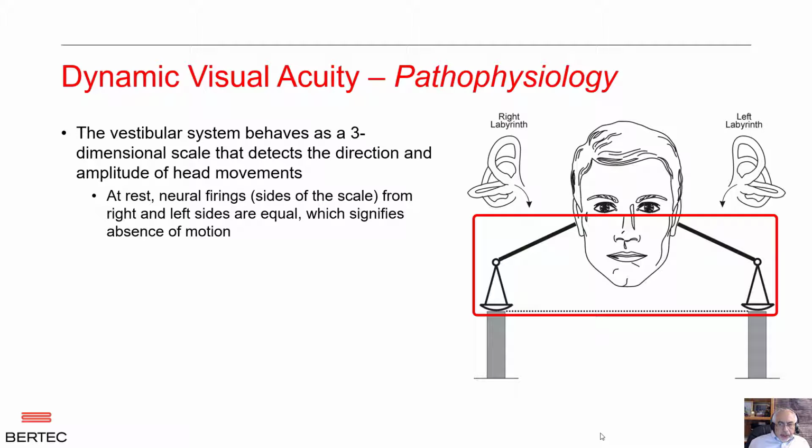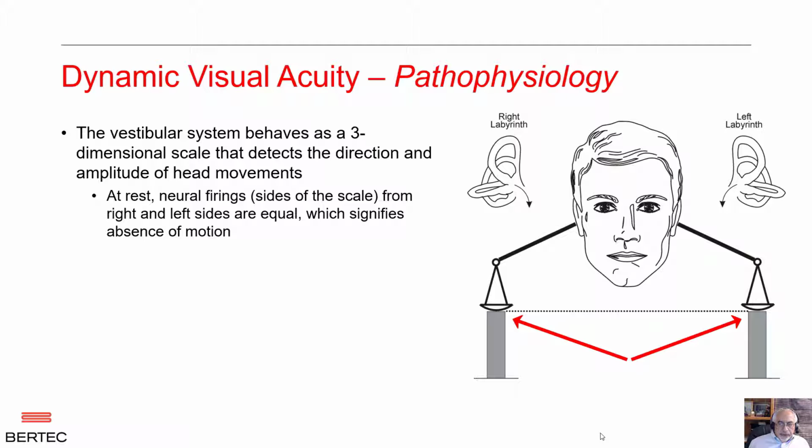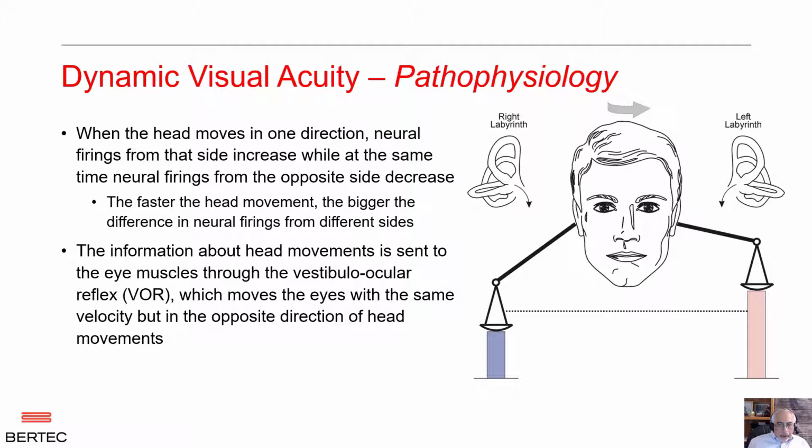The changes in the balance between two sides tell us about the direction and amplitude of head movements. For simplicity, only the head movements in the horizontal plane or the plane of the lateral semicircular canals will be considered here. When the head is at rest, the tonic neural activity from the right or left sides are equal. This is depicted as the sides of the scales being in equilibrium. When the head moves to one direction, neural activities from that side increase, and at the same time, neural activities from the opposite side decrease.